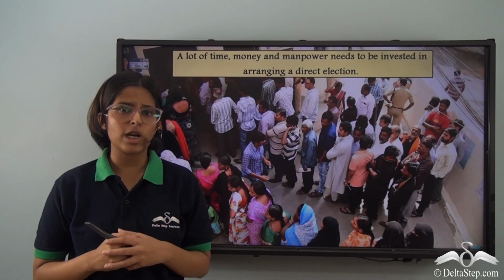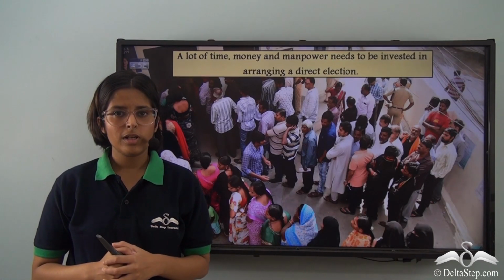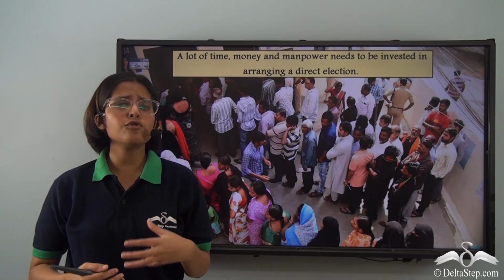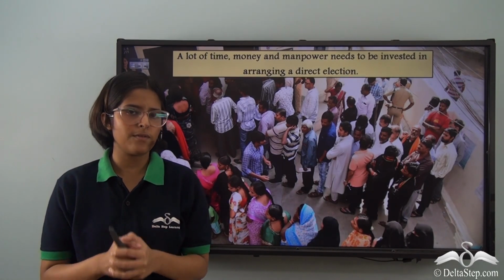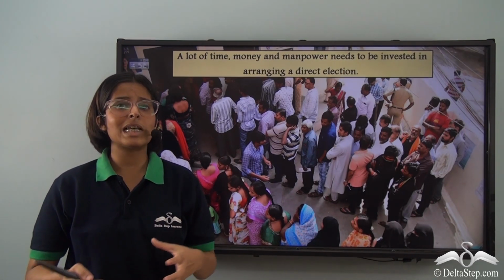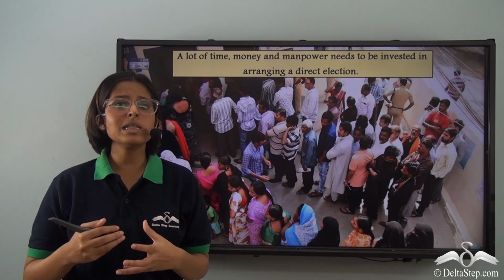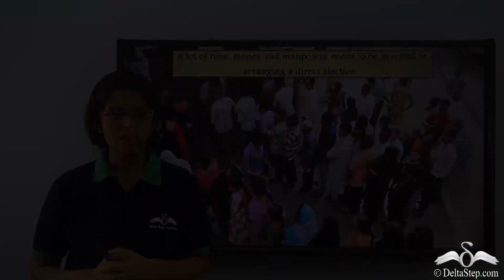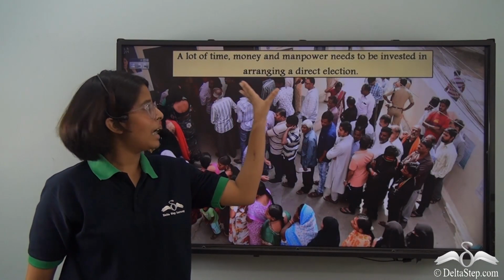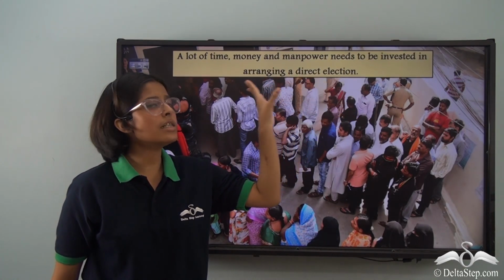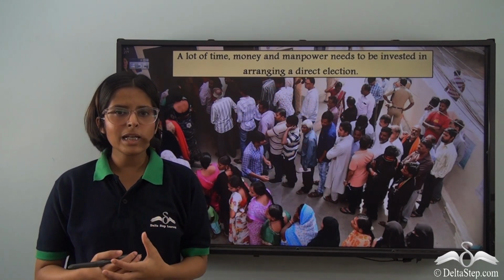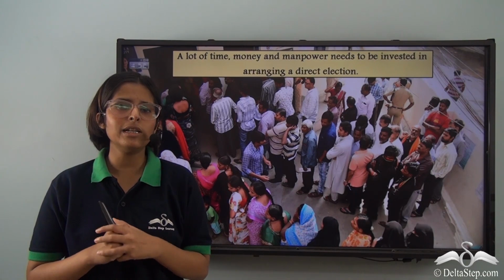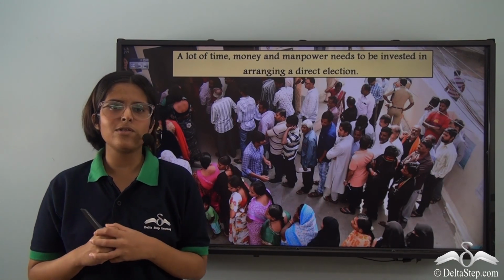Secondly, India is a huge country and there's a huge population. So arranging for a direct election would mean a lot of time, a lot of money and a lot of manpower would have to be invested. There have to be polling booths set up across the country, advertisements have to be made, and there are a lot of responsibilities attached with holding a direct election. The makers of the constitution wanted the presidential election to be a quiet and dignified affair. That is why they made it an indirect one.